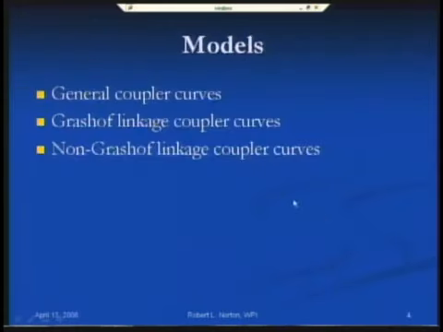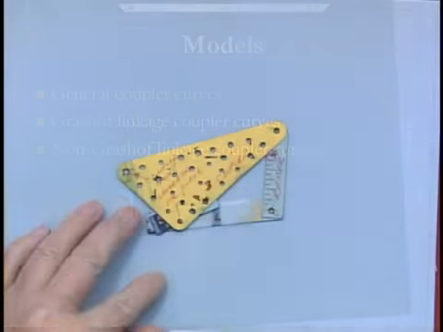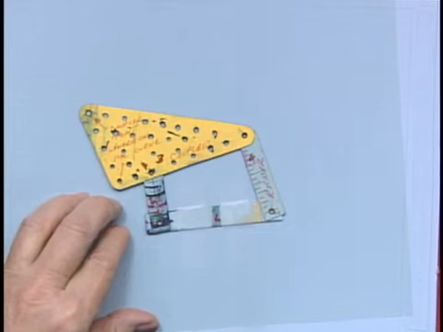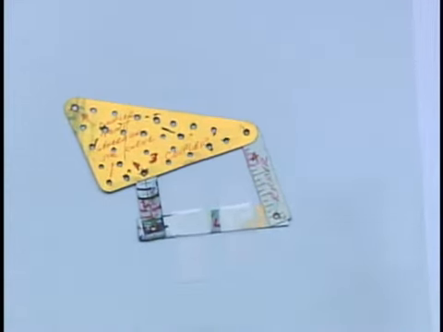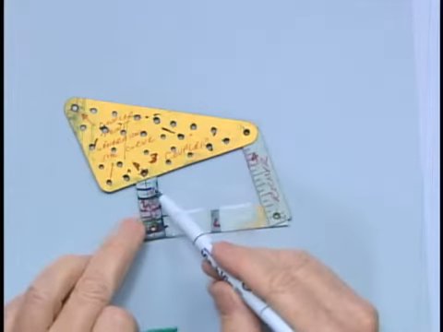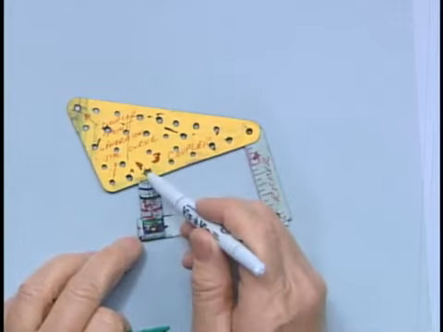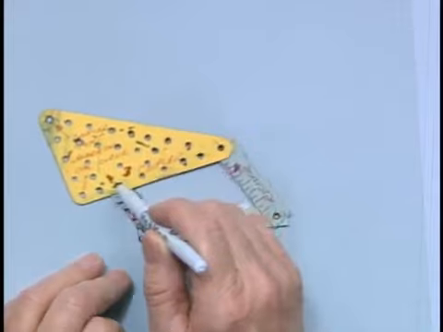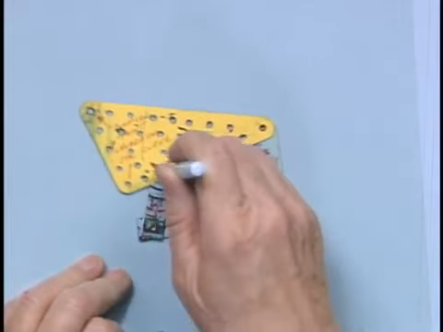Now, I'm going to demonstrate these with a few models to you so you can get a little sense of how these curves are generated. So what I've done is I've made up some simple cardboard models. And just as in my sketch, I've punched the coupler full of holes so I can trace with a pen. So this is my link 2 here. That's instant center 2, 3 right there. That, of course, is a coupler point.